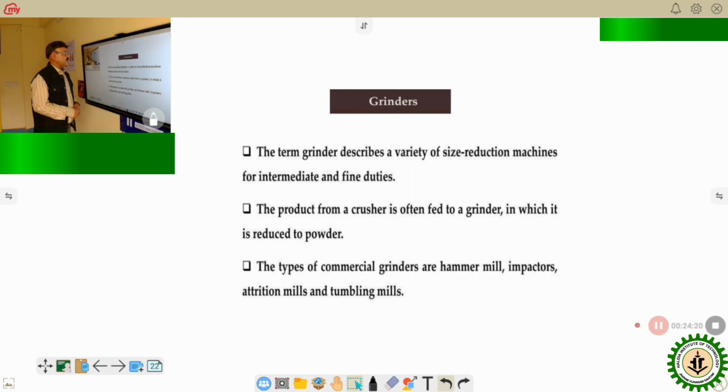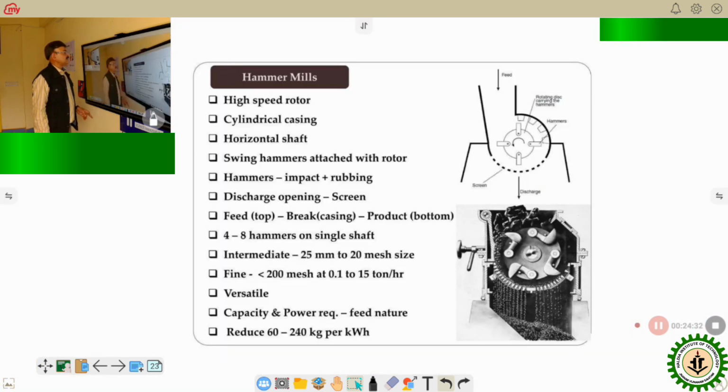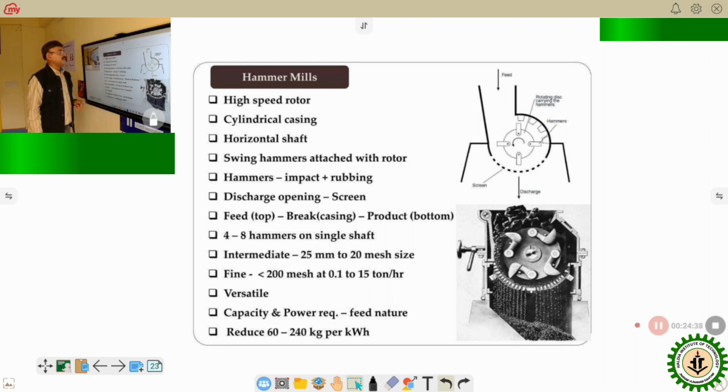Next, come to the grinding operation. The term grinder describes a variety of size reduction machines. Grinder means it is next to the crushing unit. Hammer mill is one of the examples. Sometimes hammer mill is also called a secondary crusher. Hammer mill actually comes under the grinding operation, but sometimes it is also taken as a secondary crusher.